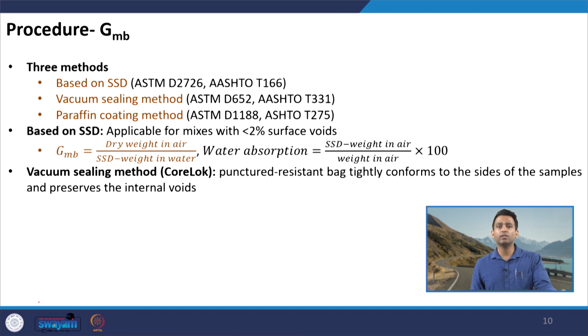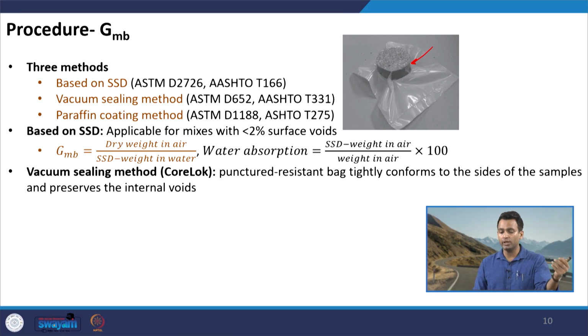In the vacuum sealing method, this is usually done using a machine, an equipment which is called the CoreLok. This is a specific piece of equipment. Here we will seal the compacted bituminous mixture in an airtight, puncture-resistant bag which tightly holds the compacted specimen such that there are no voids inside the bag. After I put the sample in the machine with the polyethylene bag, it will hold the specimen in such a way that there are no voids here, alright.